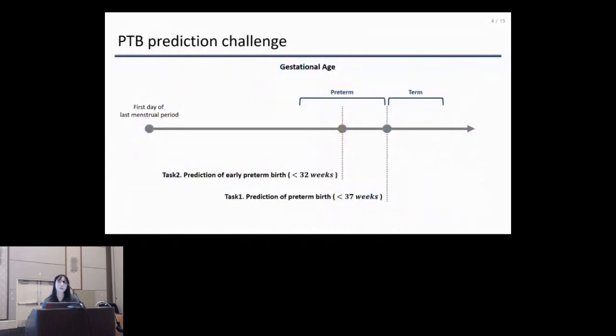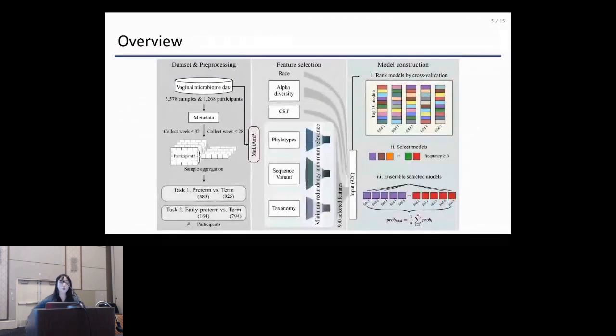As many presenters already showed, there are mainly two tasks in this preterm birth prediction challenge. Since we won second place for task 2, I'm going to focus on the results of task 2, prediction of early preterm birth. But we followed the same pipeline for both tasks. This is the overview of our approach. There are mainly three steps: data pre-processing, feature selection, and model construction. I'm going to go into the details in the next slides.